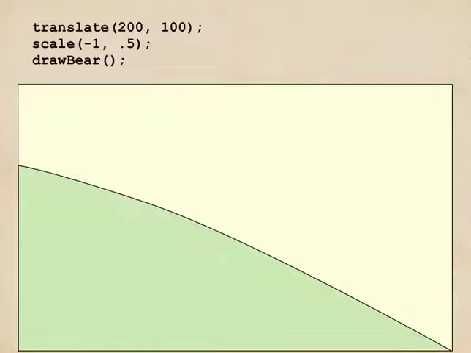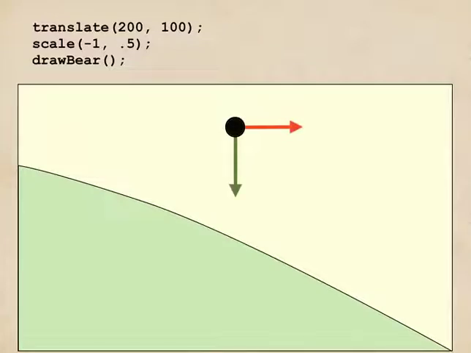First, I'll translate the origin. I'll move right and down by 200 and 100 pixels. Then I'll scale the coordinates. X I'll scale by -1, Y I'll scale by 0.5, and then I'll draw a bear. For the purposes of demonstration, I'm going to put the origin here in the middle of the graphics window, just so we can see things moving around. If you like, you can imagine that there was a translation preceding all of this that put it here.